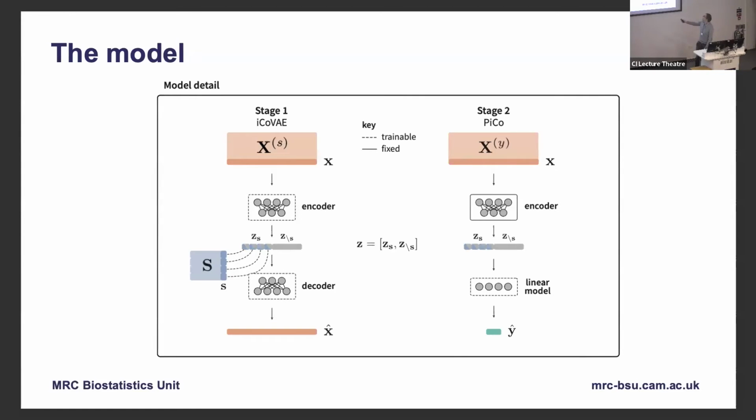The second stage of the model, which I call prediction with interpretable constraints: the expression of a cell line is run through the encoder that we defined previously. We use these latent variables, some of which are now unconstrained and some of which are constrained in the form of the other data type. Then we can use a linear model to predict the drug response. That's what we do.